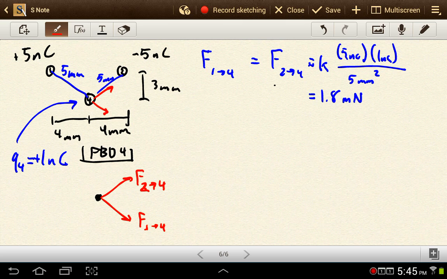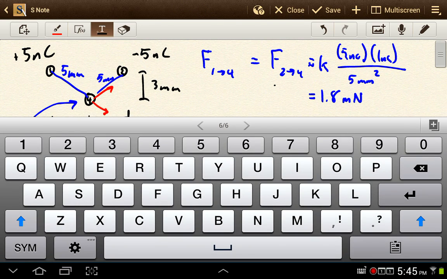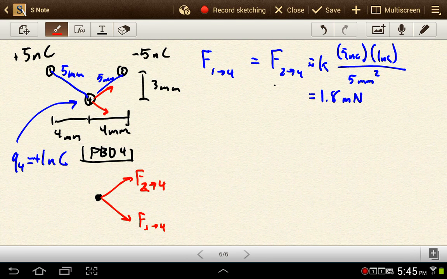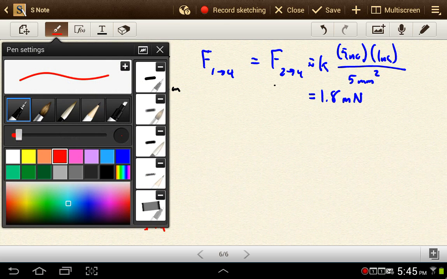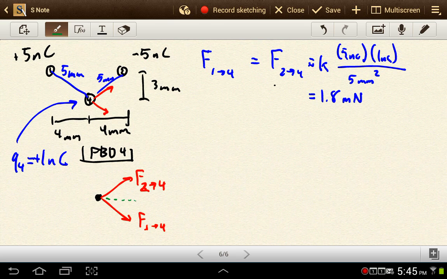So we need to find how these add up. Okay, let's go for, how about green? And remember, this angle here is going to be equal to this angle here, because if you look at the geometry, it's the same geometry. I set it up so that they both have the same angle from horizontal to the forces.